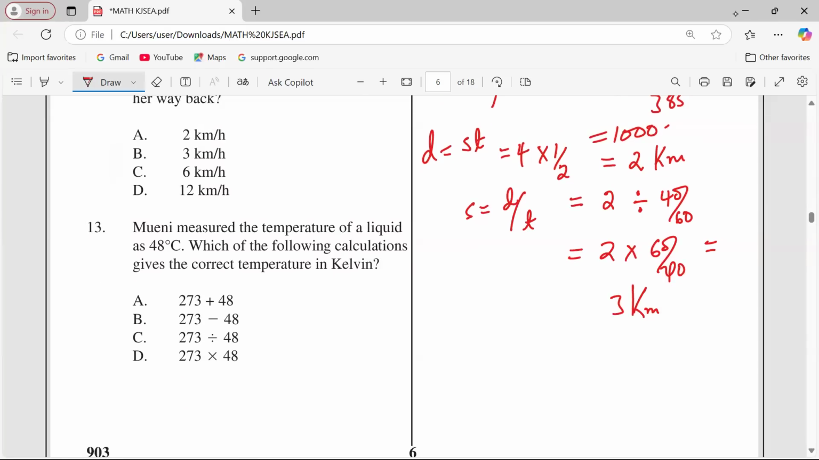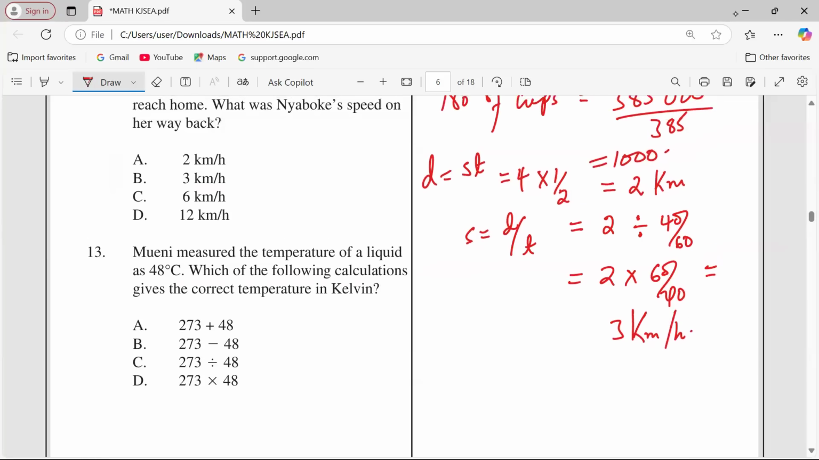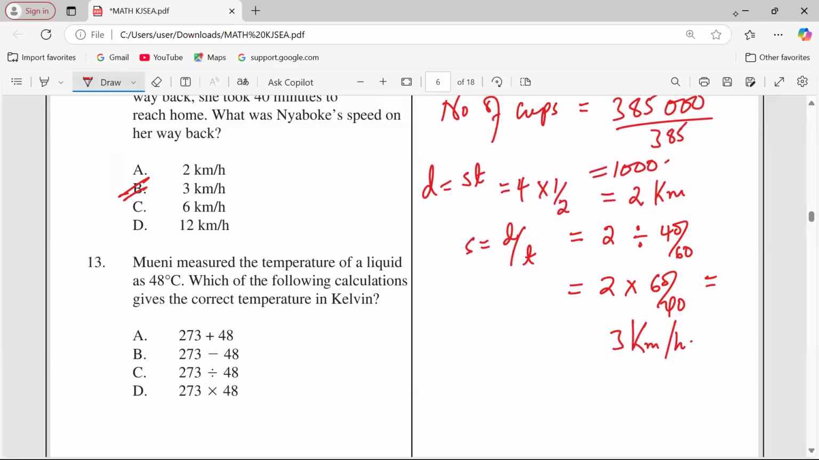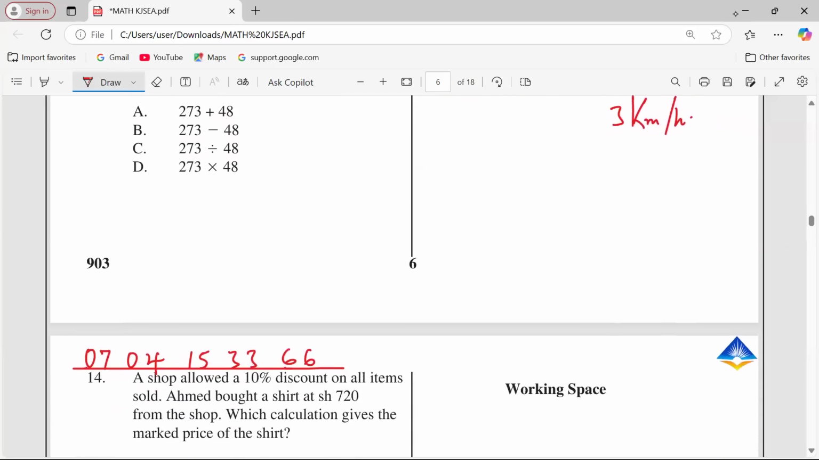3 kilometers per hour. Yeah, 3 kilometers per hour. That means B is our best choice.